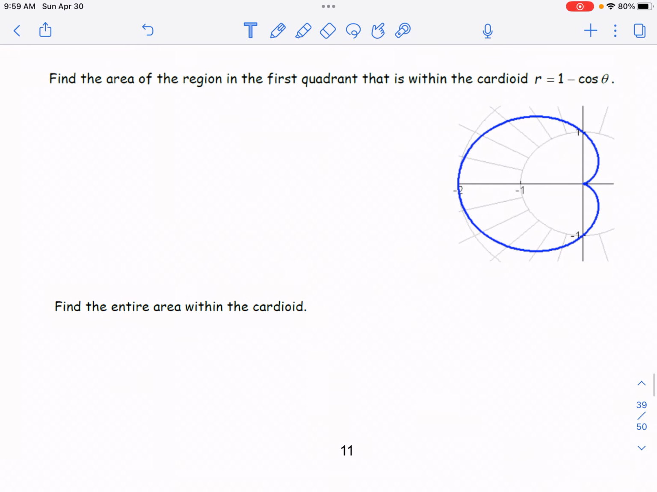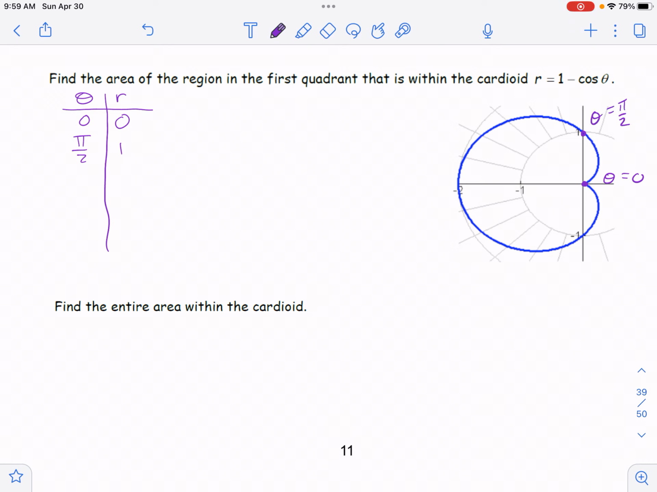There's another cardioid. Find the area of the region in the first quadrant that is within this cardioid here. So again, I'm going to write down a couple of angles. When theta is 0, 1 minus cosine of 0 is 0. So that produces this point at the pole. And then at pi over 2, I get 1 minus cosine of pi over 2, which is just 1. So rotate pi over 2, walk out 1. And so that will produce the curve in the first quadrant. This area here is what we want.